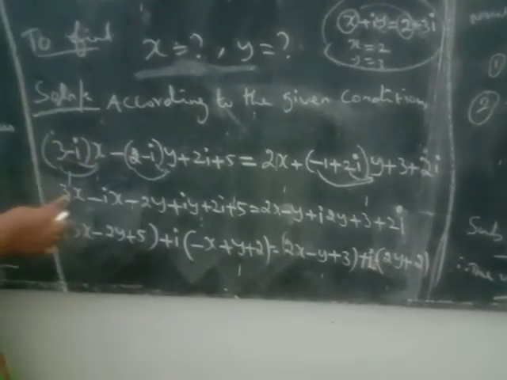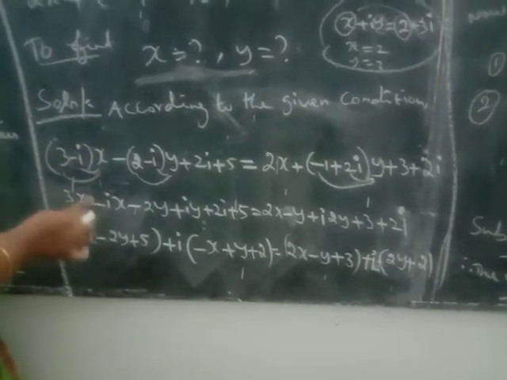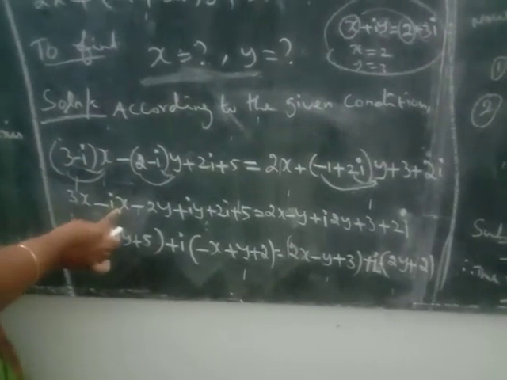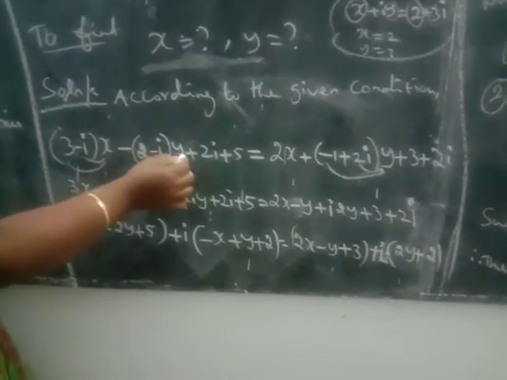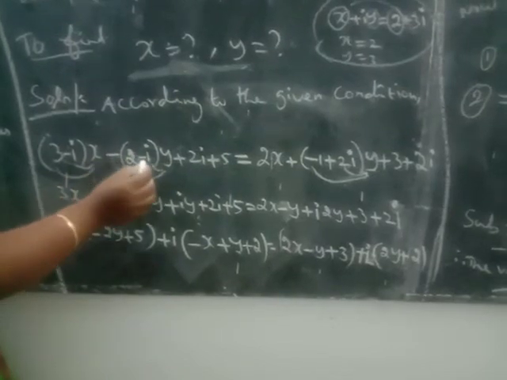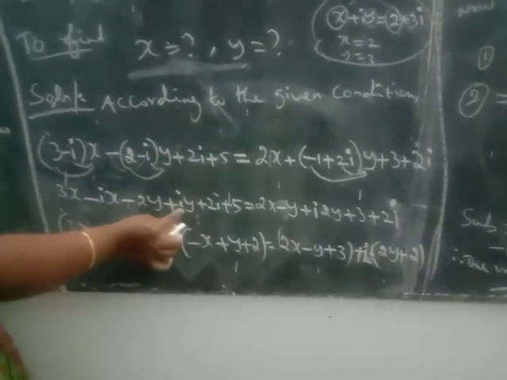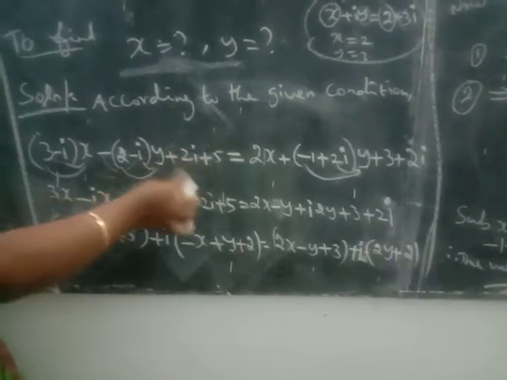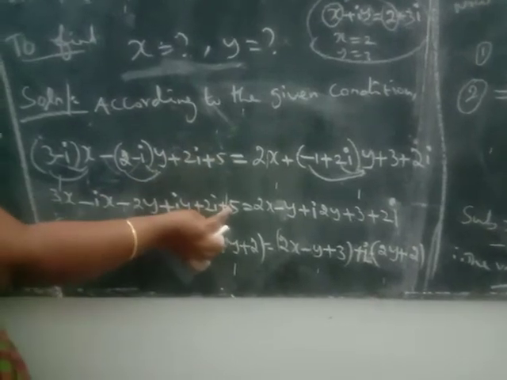3 into x, 3x. Minus into plus, minus i into x, ix. Okay, next multiply the second term. Minus 2 into y, minus 2y. Here minus, so if we multiply minus into minus, plus i into y, plus iy. Now there is no bracket. Just write as it is, 2i plus 5.